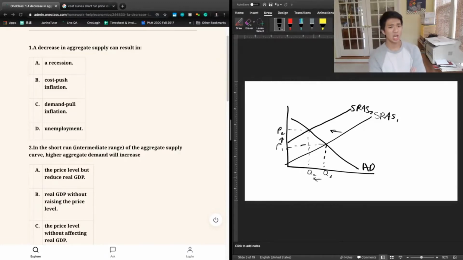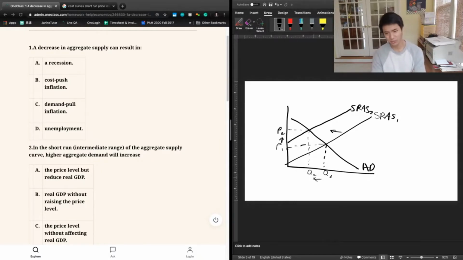B says cost push inflation, and so this is when inflation occurs due to a leftward shift in the aggregate supply curve as a result of increasing input costs for suppliers. And so that seems to be a really good description of what's happening here. And the last step of that is because of a shift, we see higher prices. We had a leftward shift in the aggregate supply, and that's going to increase the overall price in the economy, leading to inflation. And so cost push inflation seems to be an apt description for our situation. But we can take a look at the other answer choices just to be sure.